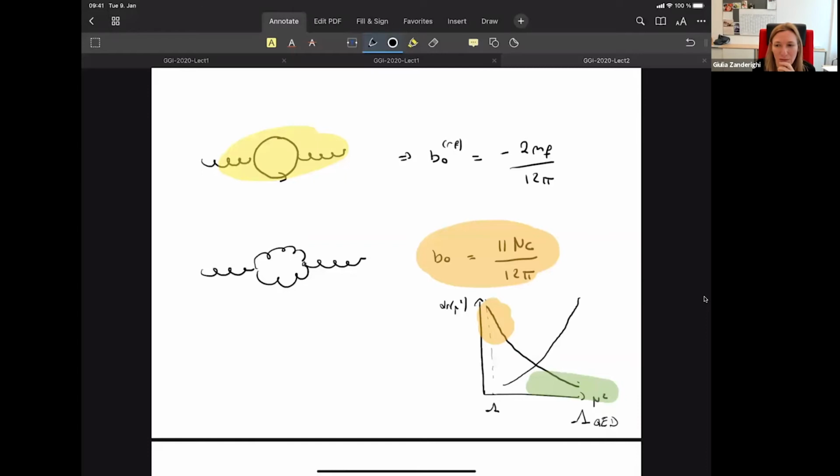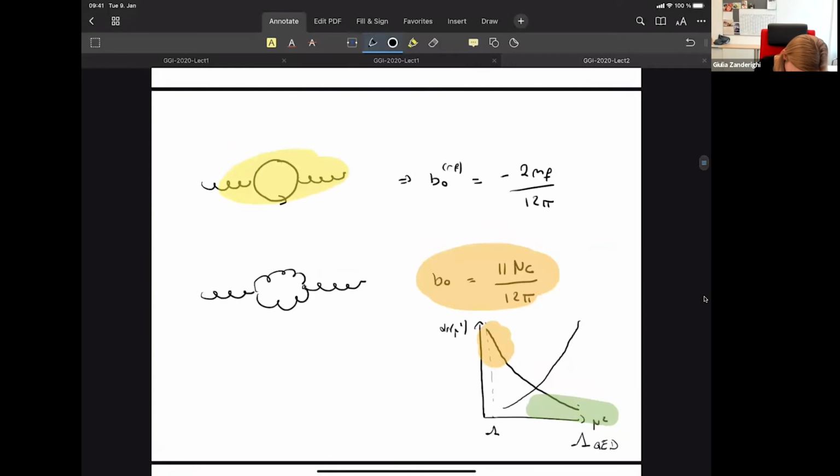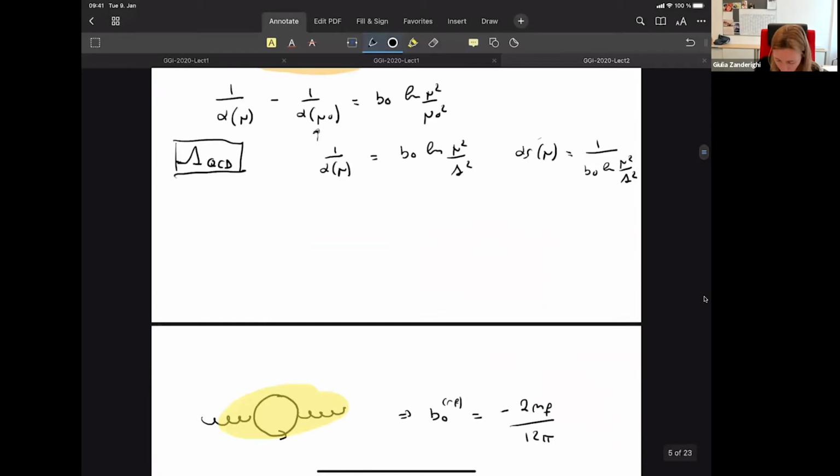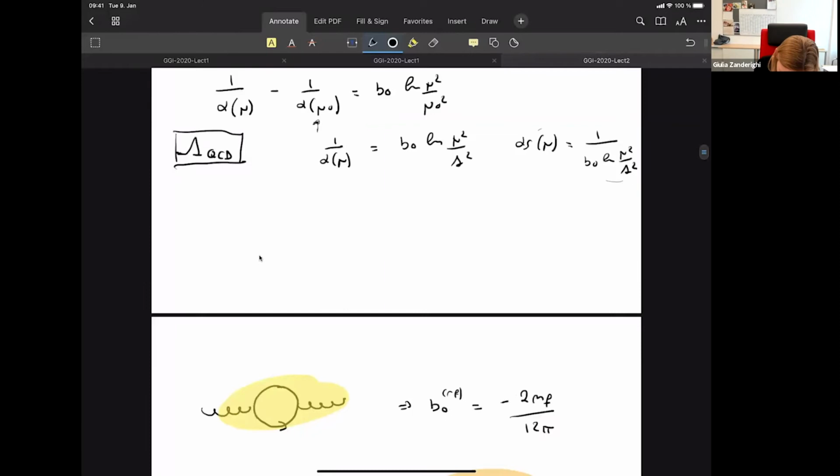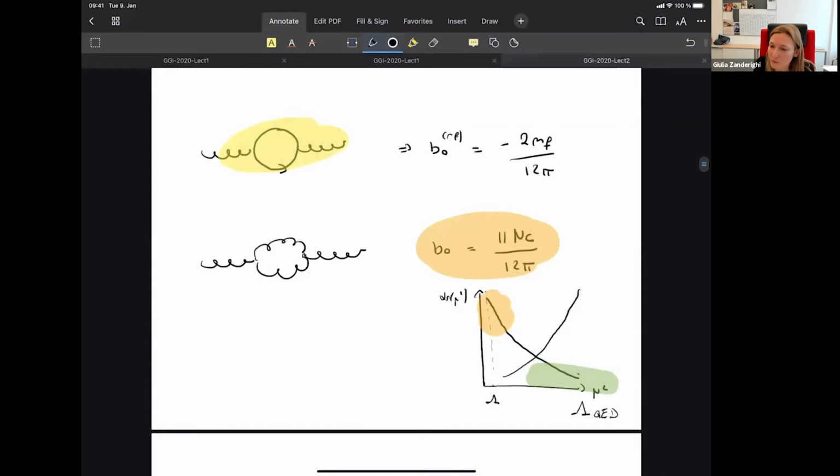Okay, maybe I'll just say it. You can compute this scale. You can take the relation that I wrote before and compute alpha, for instance, putting in alpha at the scale of the electron mass and solving for lambda QED. What you obtain is a scale that is much larger than the Planck mass. So for all practical purposes, lambda QED is completely irrelevant. This is why nobody really mentions the scale very much, as opposed to lambda QCD, which is really relevant for what we do, in particular if you do low energy QCD. However, we know that QED cannot be a consistent theory up to very high scales, so to some extent QED also has to be an effective theory.